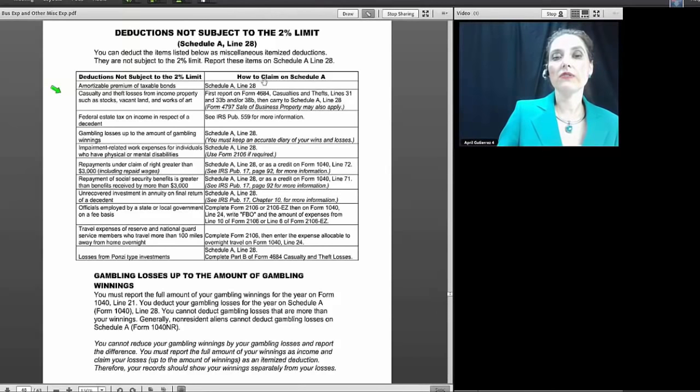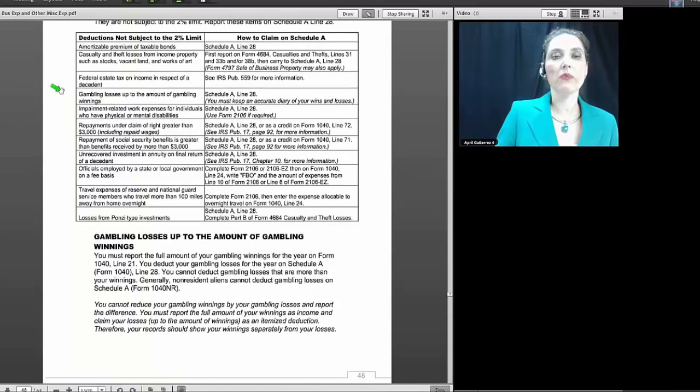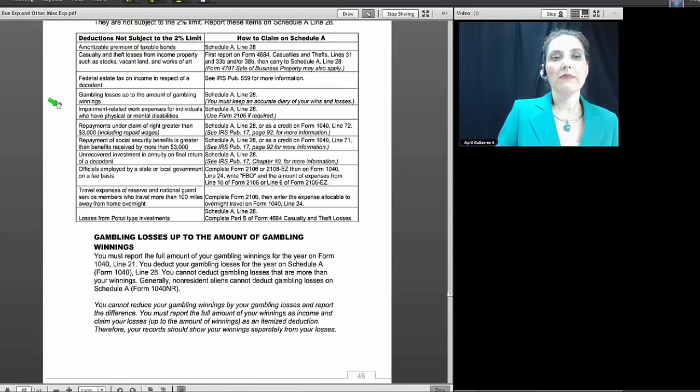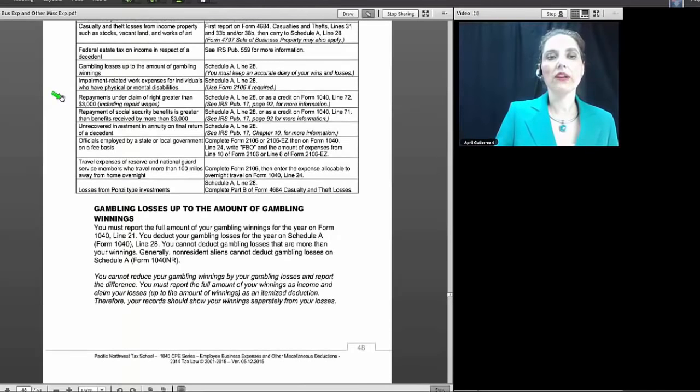And what you would do is complete Form 4684 for casualty and theft losses, and you do Section B of the form as if it was a business activity, and then you carry it to line 28. Federal estate tax on income in respect of a decedent. Gambling losses up to the amount of gambling winnings, but you are required to keep an accurate diary of your wins and losses. Impairment-related work expenses for individuals who have physical or mental disabilities. Repayments under claim of right that are greater than $3,000. And repayment of Social Security benefits that is greater than $3,000.